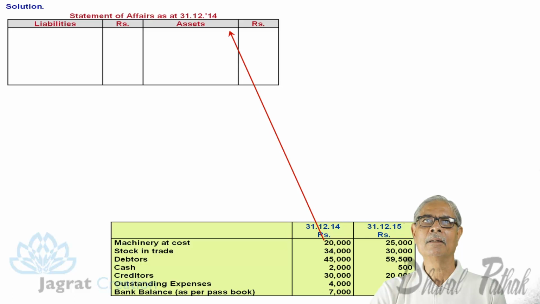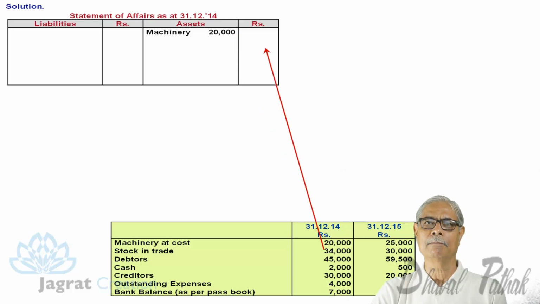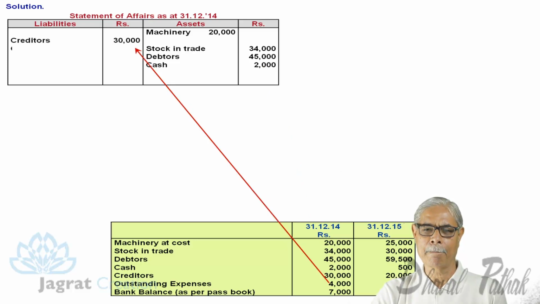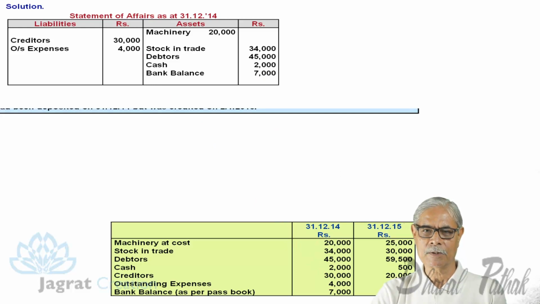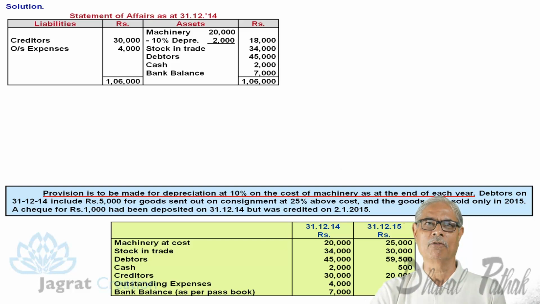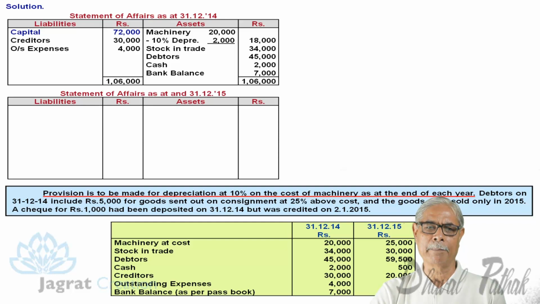Now statement of affairs as on 31st of December 2014: machinery 20,000, stock, debtors, cash balance on the asset side, creditors on the liability side, outstanding expense, bank balance. Depreciation on cost 10%, 2,000, 18,000 is the machinery. So total of assets minus total of liabilities, I will get the capital. Excess of assets over liabilities, I have found out the capital.